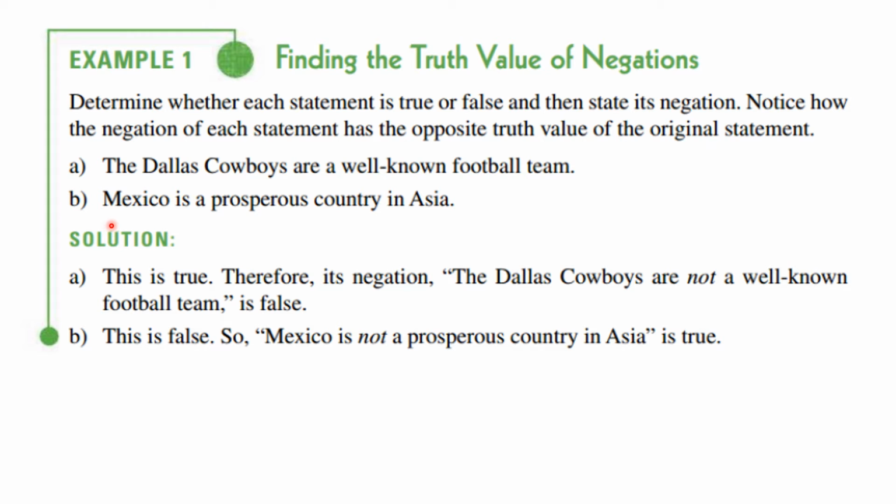The second example is Mexico is a prosperous country in Asia. Mexico is not in Asia, so this is false. That means the negation is true. So since the statement was false, the negation, Mexico is not a prosperous country in Asia, is true.